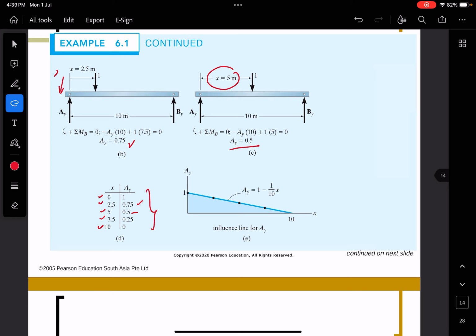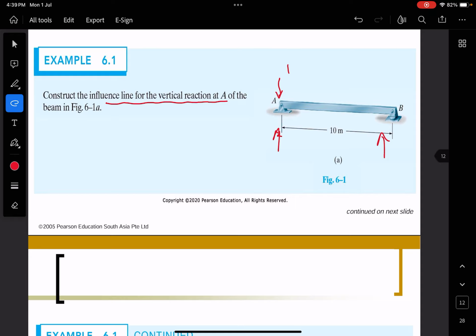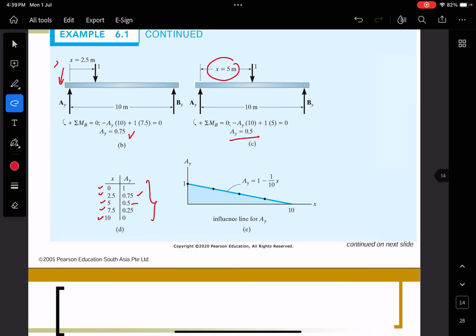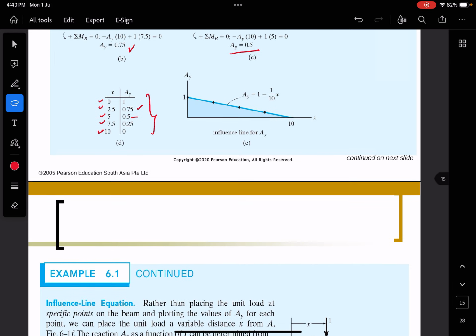Yeah. So this is to answer the question, what is the influence line, or construct the influence line for the vertical reaction at A. So means that you put the 1 unit starting from A and then move until the rest of the beam. So this is the influence line for AY. Okay. This is the first approach.